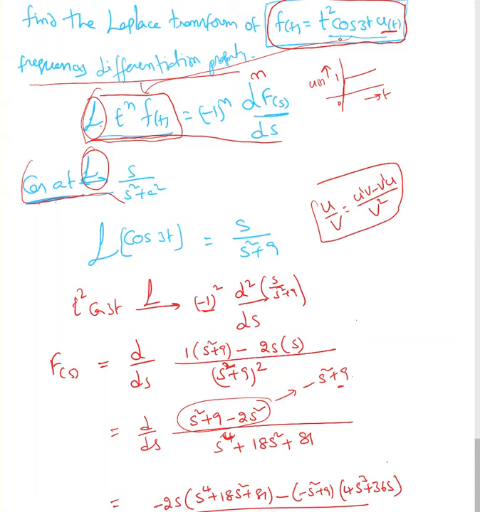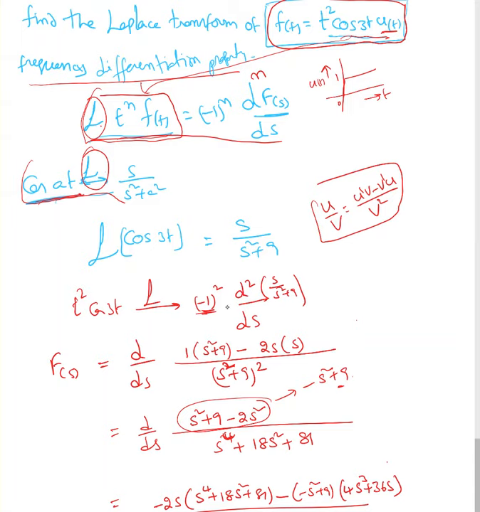What I'm going to do is find the Laplace transformation of cos 3t. If you look at the Laplace transformation table I provided, you can see cos at equals s over s square plus a square. So cos 3t equals s over s square plus 9. Now, if I apply the frequency differentiation property, the Laplace transformation of t squared cos 3t is nothing but minus 1 square d square by ds square of s over s square plus 9.